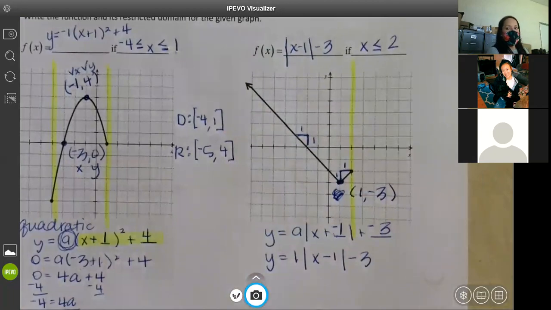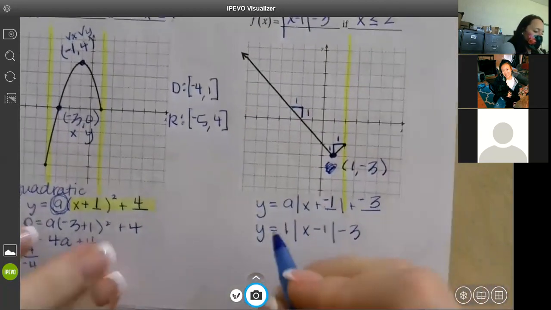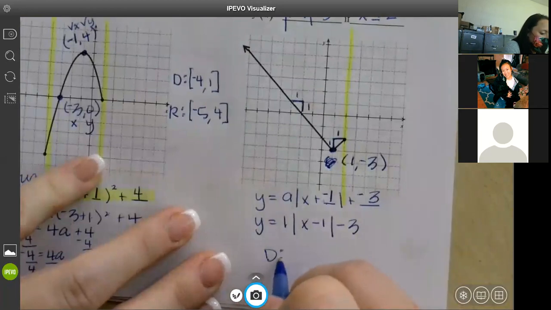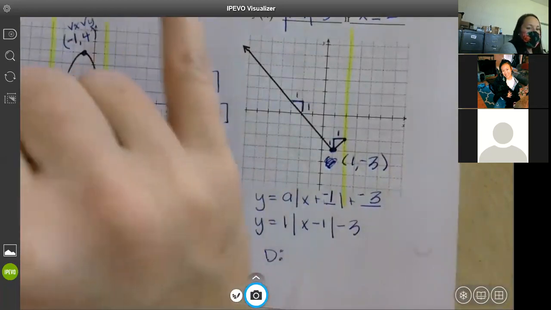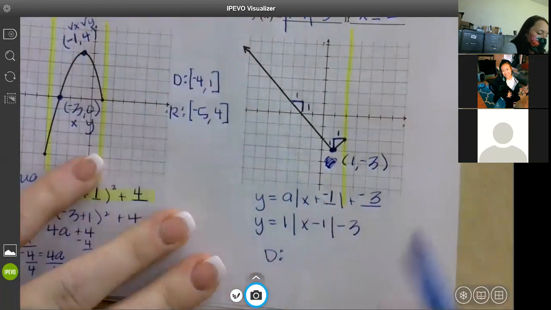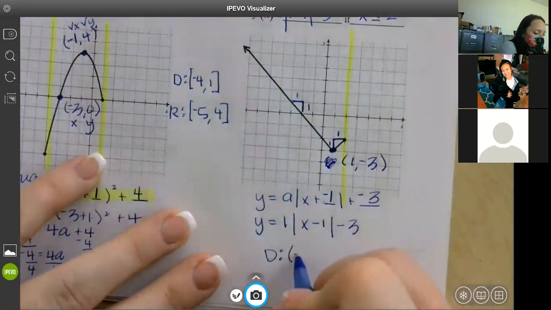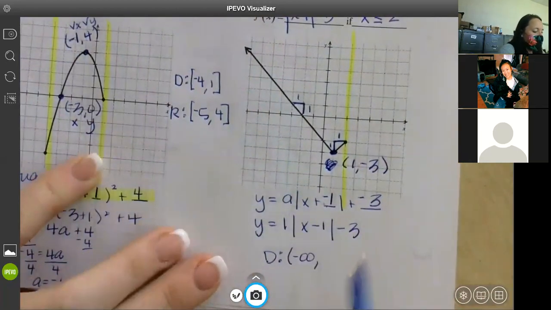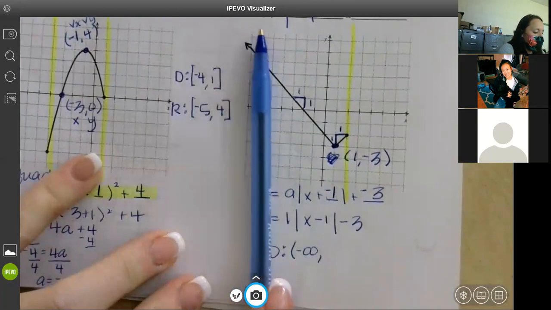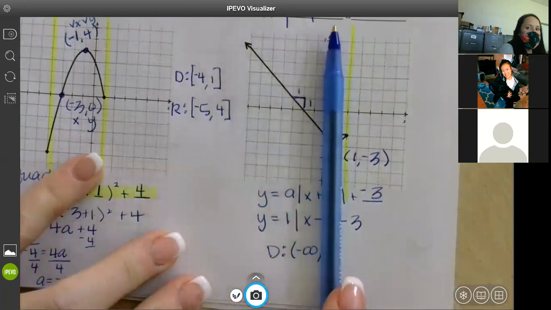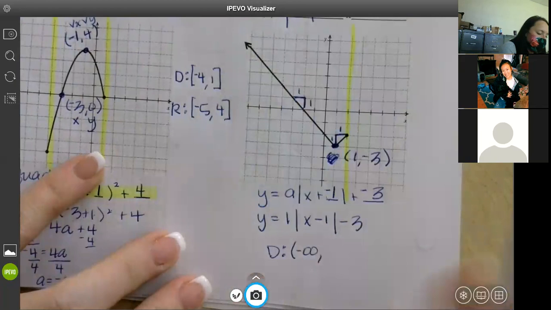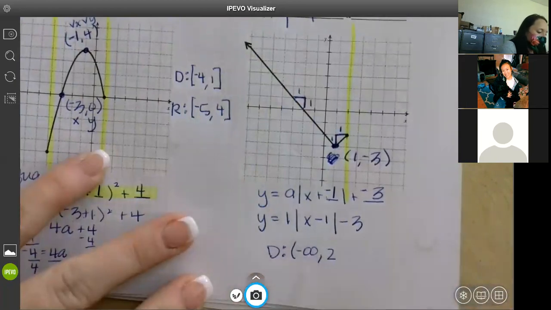Last one, domain and range. I'm going to put it at the bottom, so I can't move my paper over any. From the left, what do you see on the left? Negative infinity, an arrow. As we move to the right, I don't see any open points, and then I stop at this boundary. What's that boundary? Is it open or closed? The point was closed, so it's a bracket.